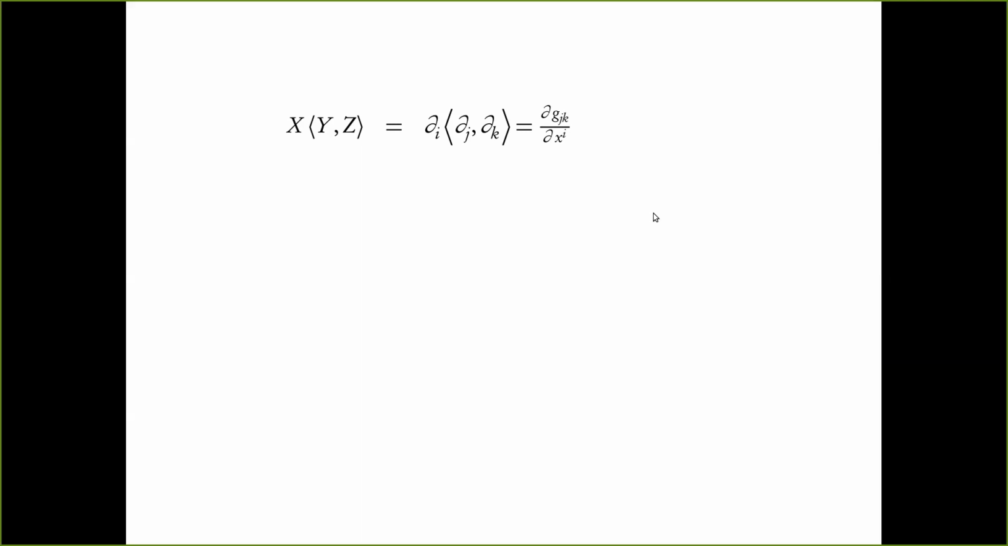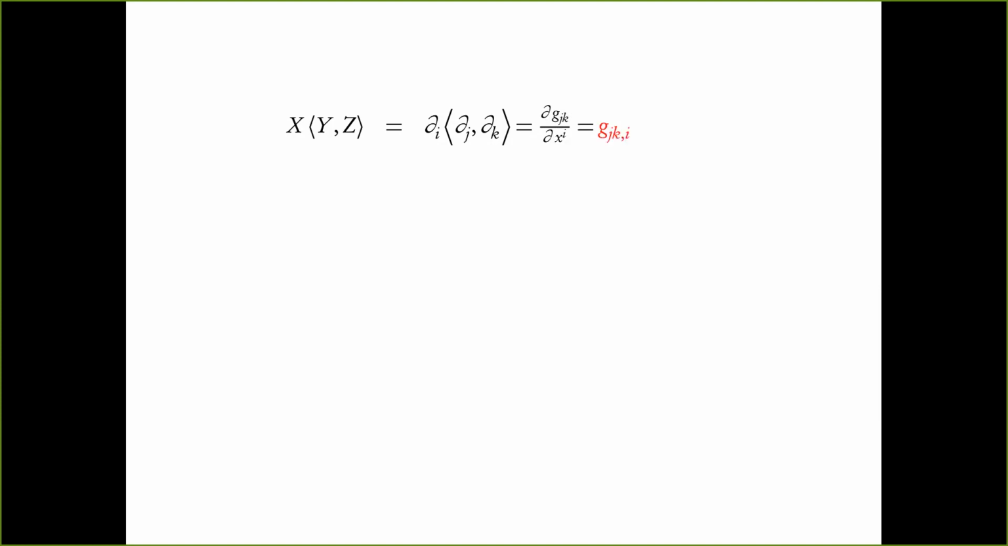Okay, so we calculate. You look at the first quantity that appeared on the left. This is nothing but the inner product of the vector field del by del xj with del by del xk, but this is by definition the quantity gjk, the Riemannian metric in local coordinates. And the derivative in the xi direction simply becomes the partial derivative of the jkth coordinate of the Riemannian metric. That's all. This is just a notation.